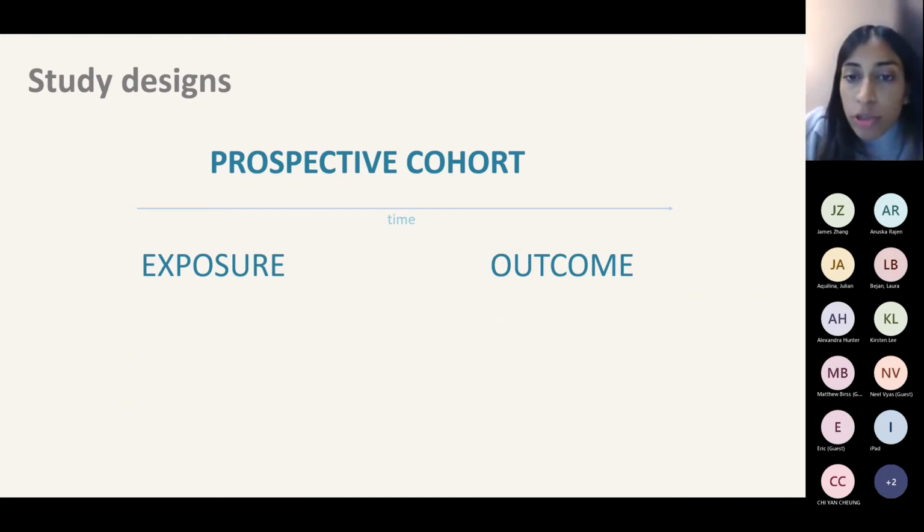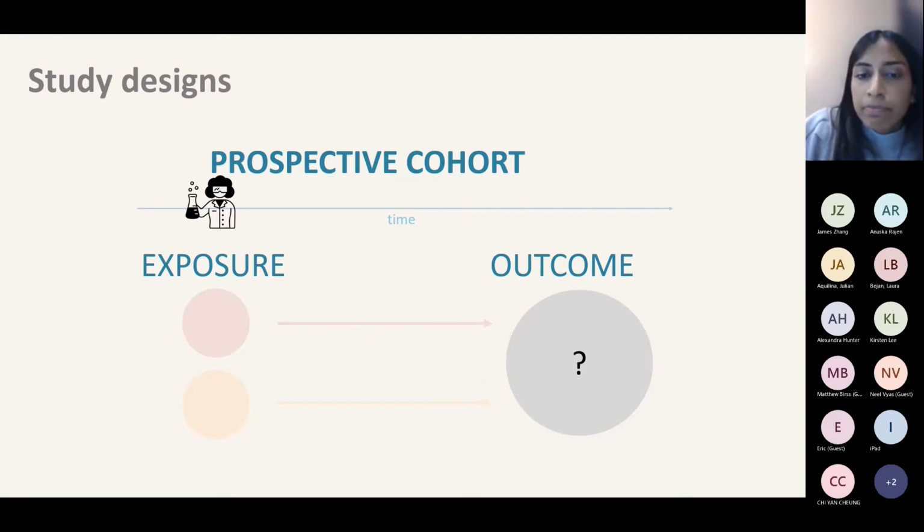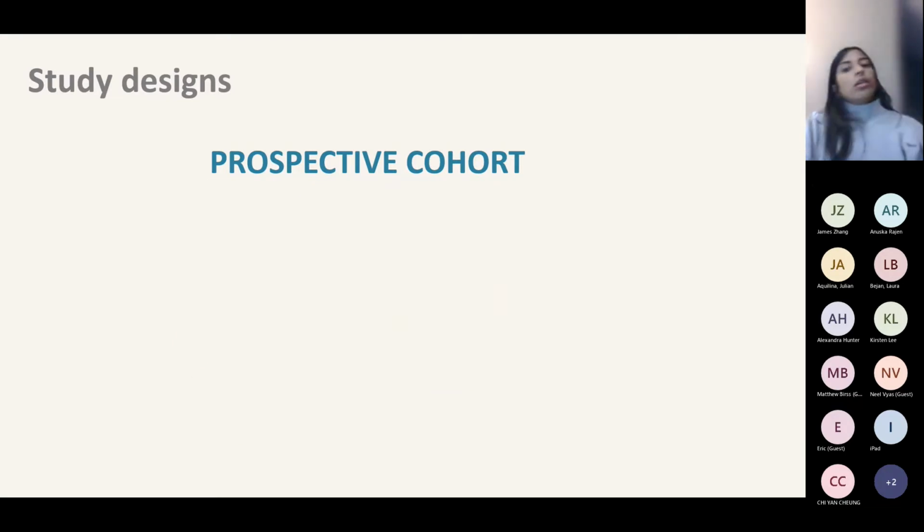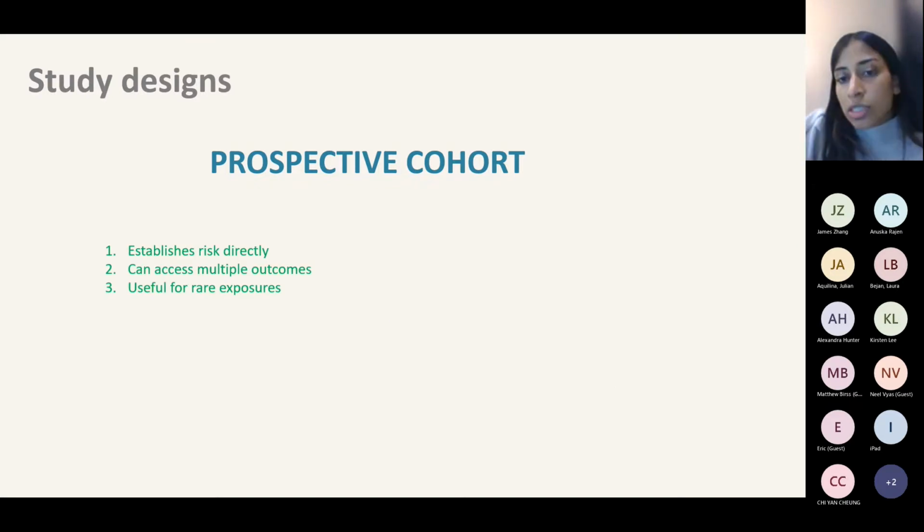Next thing to talk about are prospective cohort studies. And this is where we start by defining our groups in terms of their exposure. And then we wait for time to elapse and we see if they develop different outcomes. So for this, it's good when we're trying to establish risk directly. We can assess for multiple different outcomes as well. And it's useful for rare exposures because you start with those rare exposures and you just follow them forward.